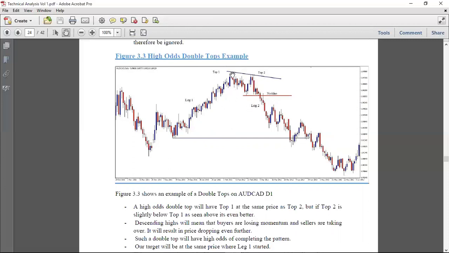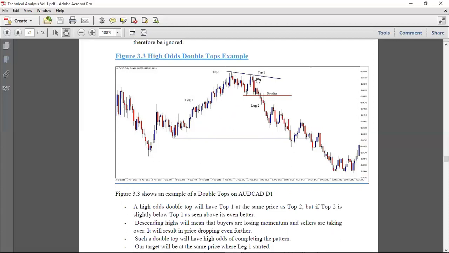So this is how the pattern will form. This will be in an uptrend. If you look at this, it forms in an uptrend. You have another possible double top here, but you don't have any leg going up because this was already in a downtrend.